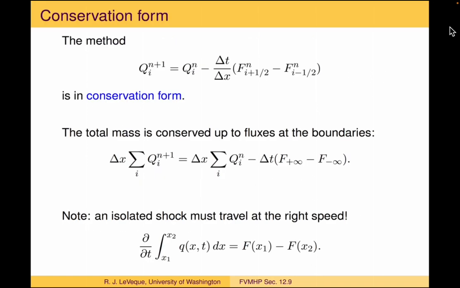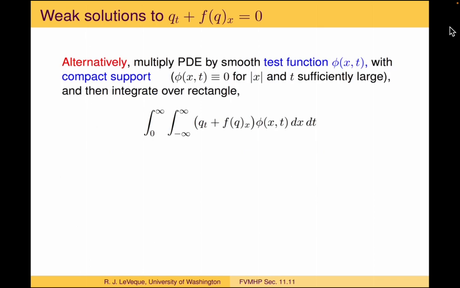So again, we're looking at methods that are in conservation form, which, remember, you can derive from the weak form of the differential equation that involves integrating the conservation law in space and time. Or another way that we've looked at it is that you can take the differential equation, multiply by a smooth test function that has compact support and vanishes out away from the real line and outside of some finite interval in space.